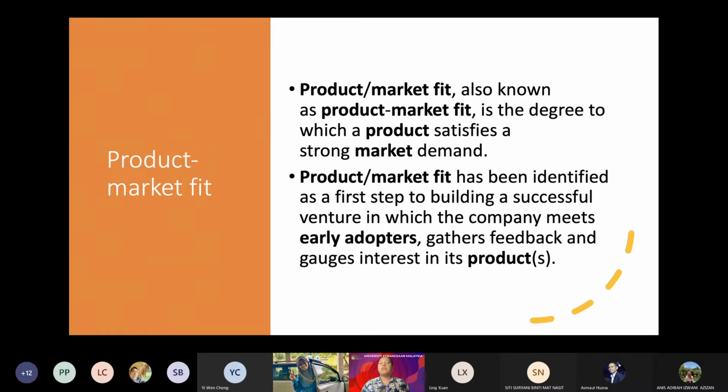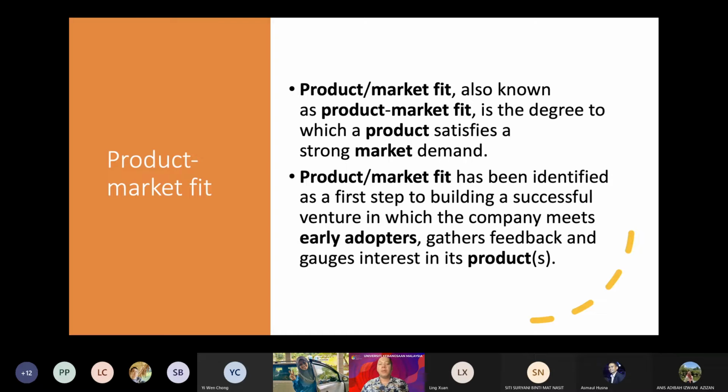Product market fit, with a hyphen in between, is the degree to which a product satisfies a strong market demand. Your product must be strong enough and have a wow factor. I think Dr. Azuddin already mentioned that when you create something, it has to be impressive enough and very attractive so that people will go and find your product. Product market fit has been identified as a first step to building a successful venture, in which the company meets early adopters, gathers feedback, and gauges interest in the product. I know there are a few terminologies you need to digest. Maybe some of you are familiar with them, some of you may not.